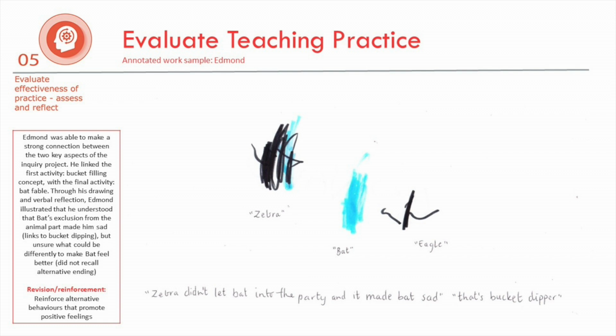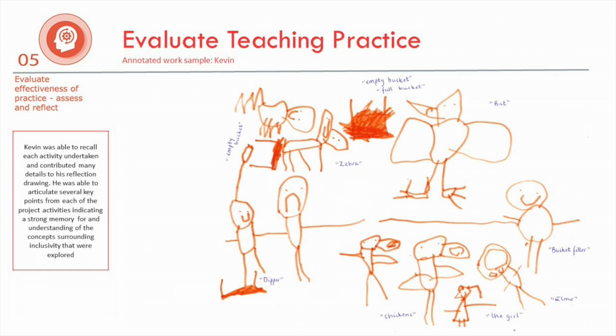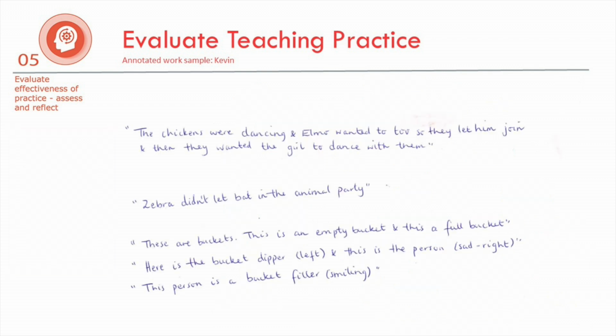The second drawing is from Kevin, and as you can see, Kevin's provided me with lots of detail and information, as he was able to retell me each and every activity that we did, as well as several key learning points from each of those activities, which indicates to me that he has a strong memory of the understanding of our topic and what it means to be inclusive.